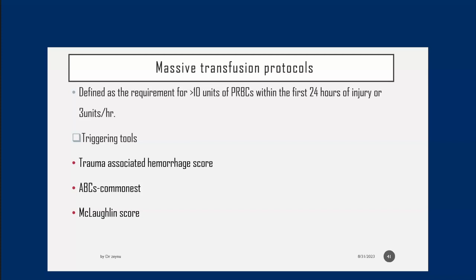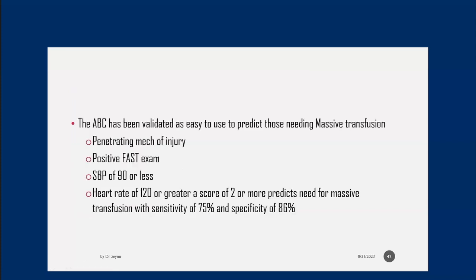From those tools, the most commonly used in the emergency department is the assessment of blood consumption score. It has been validated, and it's easy to use and to predict those who are going to need a massive transfusion. It has 4 components. One, whenever a patient sustains a penetrating mechanism of injury, we score 1. If no, we score 0.